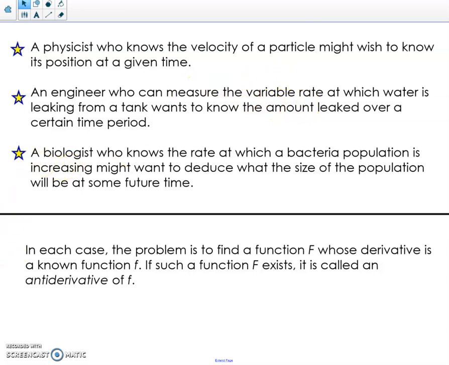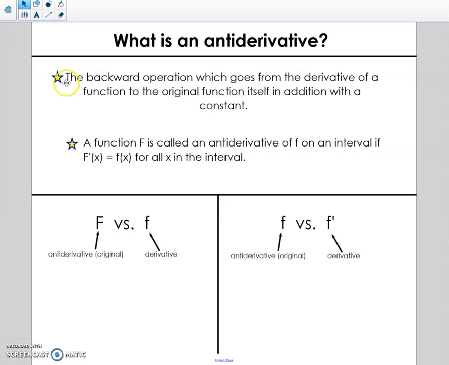And a biologist who knows the rate, again, rate is derivative, at which a bacteria population is increasing might want to find out the size of the population at a certain time, and again, the amount of something, like the amount of the population, would be the antiderivative. So an antiderivative is the backward operation that goes from the derivative of a function to the original function itself, in addition with a constant.